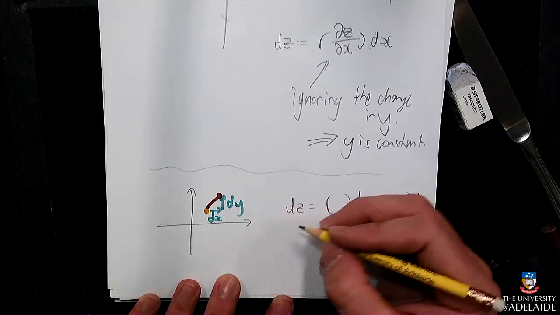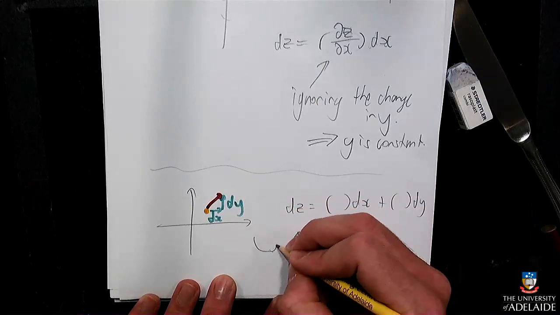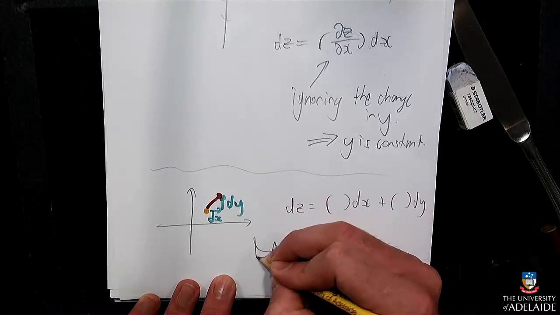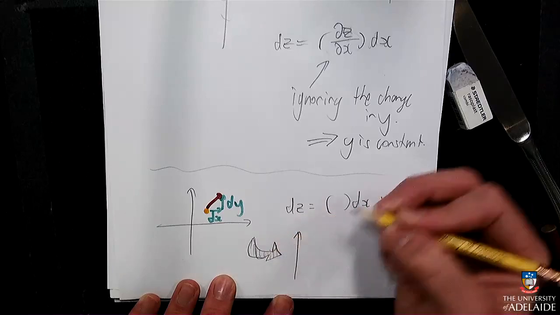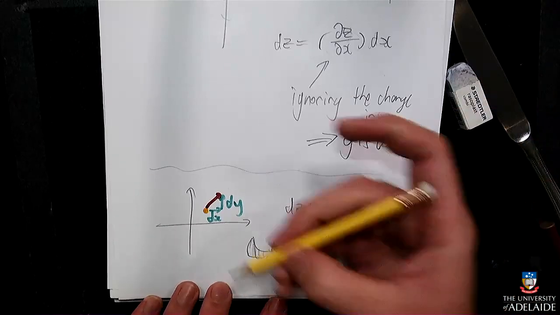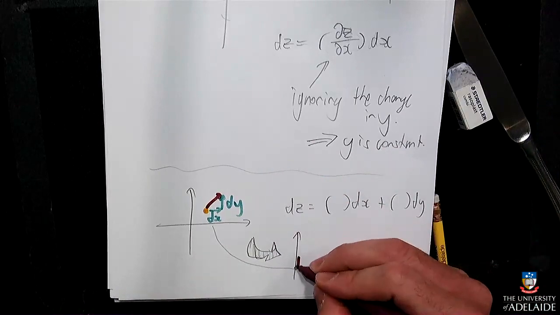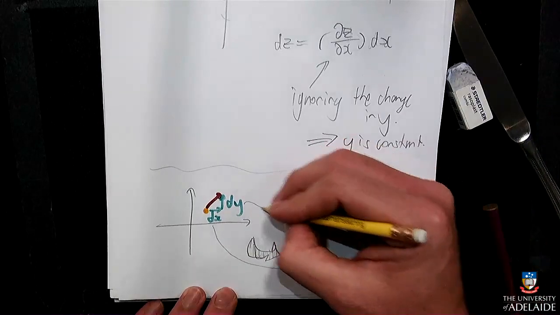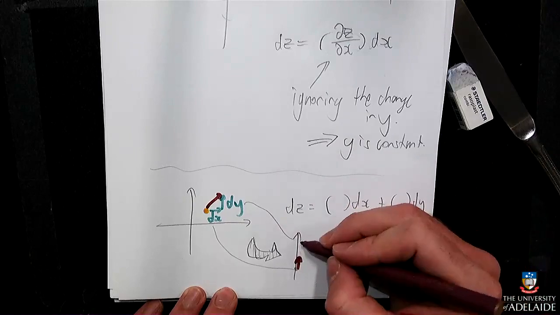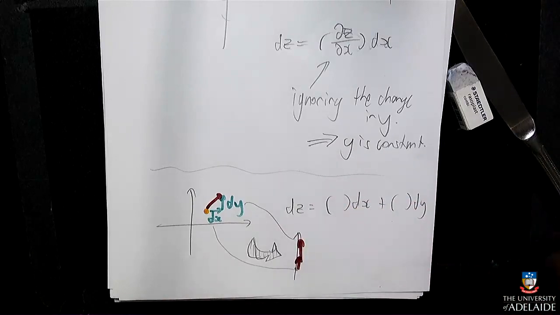So basically, that is an awful arrow. The dx makes the z move a little bit, and the dy makes the z move another little bit. And together, that's the whole of dz.